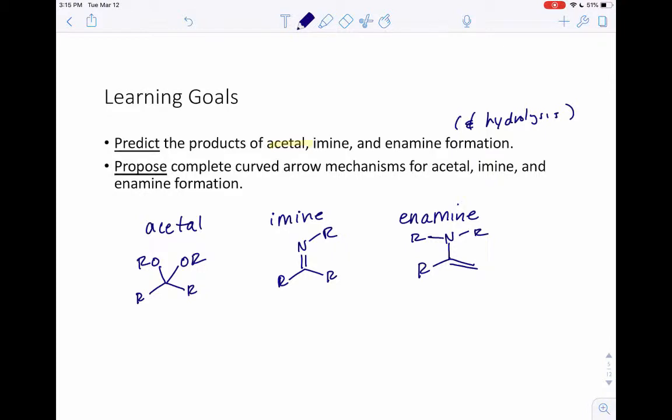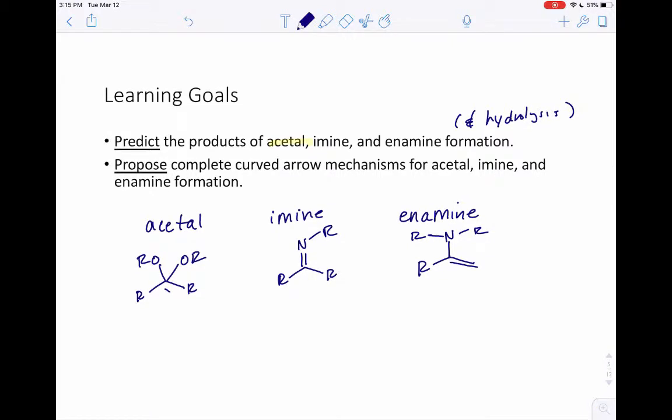If you take a look at acetals, amines, and enamines, I've drawn generic functional groups here. You might notice why we are talking about these right now. The starred carbon in all of these cases, I'm going to highlight it in yellow too, came from a carbonyl carbon. How can I tell?